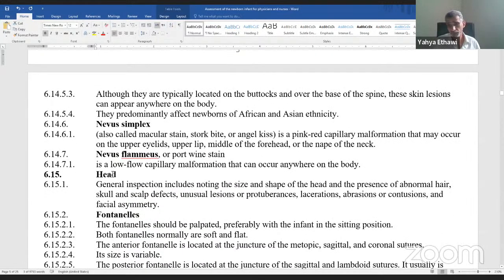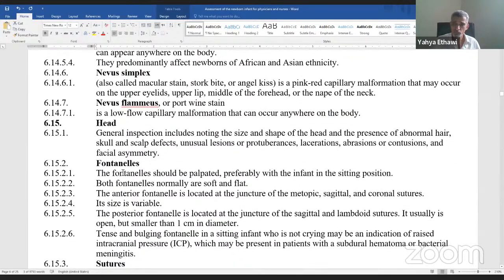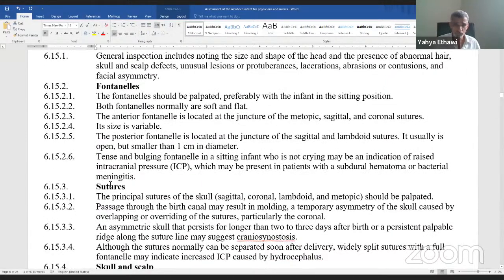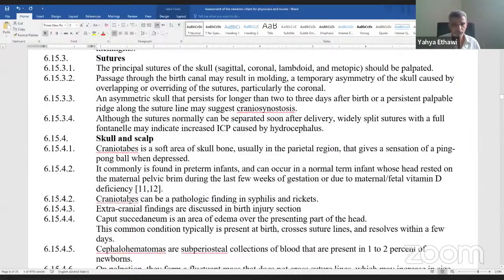The head, very important to measure the head circumference, look at any abnormal hair, abnormal shape, asymmetry of the shape of the head or the face. Fontanelles, their size needs to be appreciated, whether they are full or not full. Sutures, separated, overlapping. Skull, if there is any abnormality, such as craniotabes, softening of the skull.